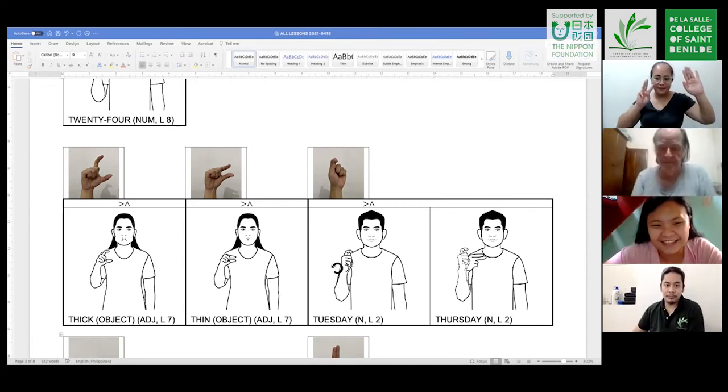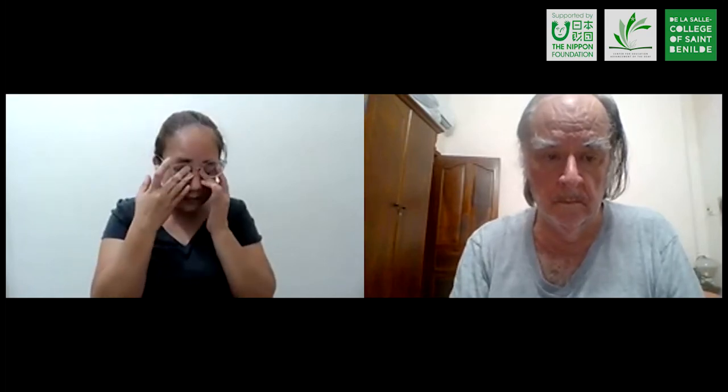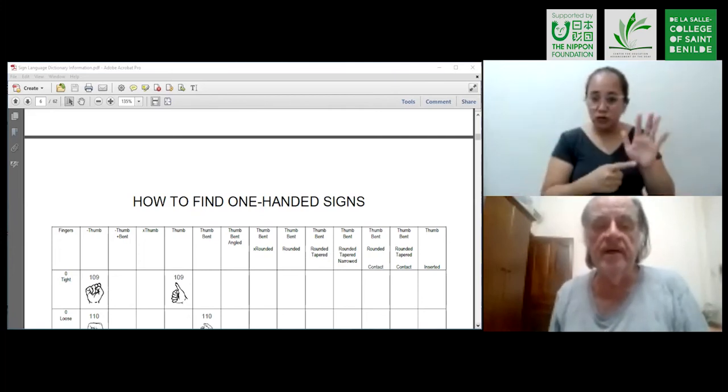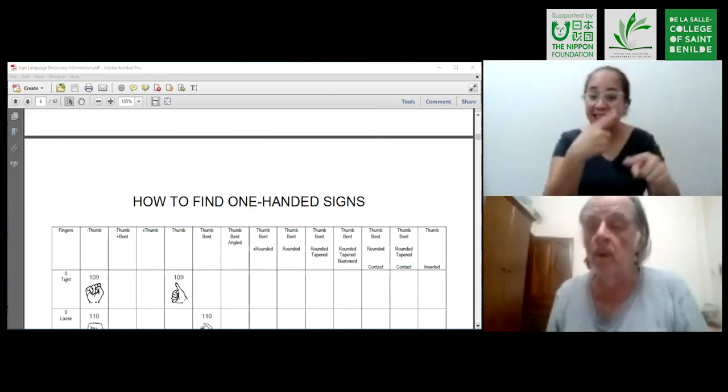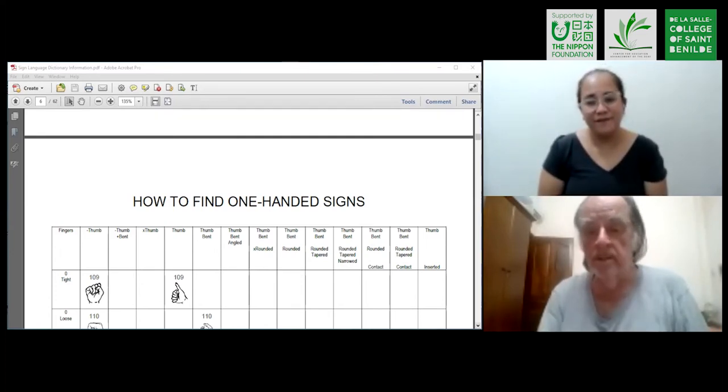Okay, let me pull up one thing here. Okay, at some point, you're going to have to do a chart like this, where you're going to show people what page numbers to find signs on.